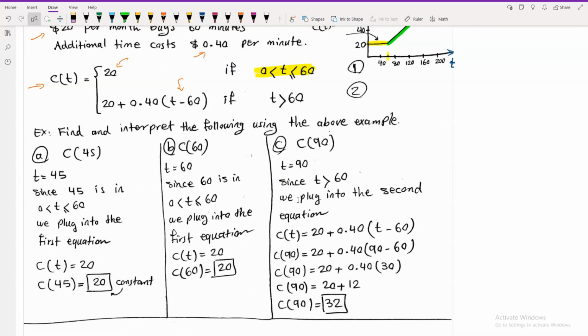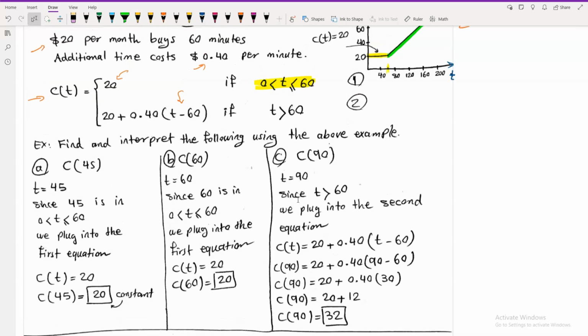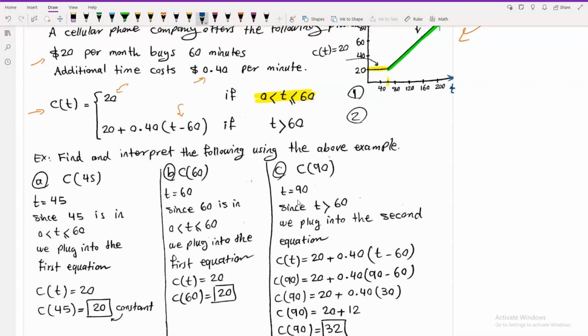It's asking to find the following using this function. So finding cost when time is 45 minutes. So time 45 minutes. 45 is in this interval, so that means our cost is $20. Part B, time is 60. Again, we can find T equal to 60 here in this interval, meaning that again, cost is $20.